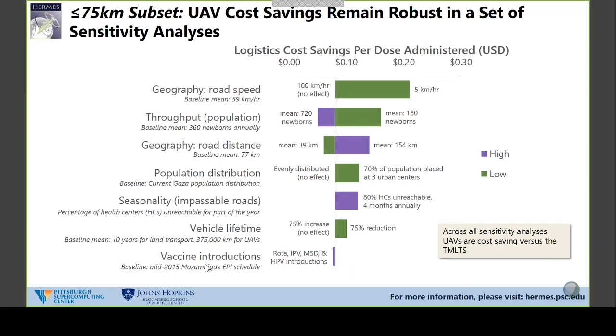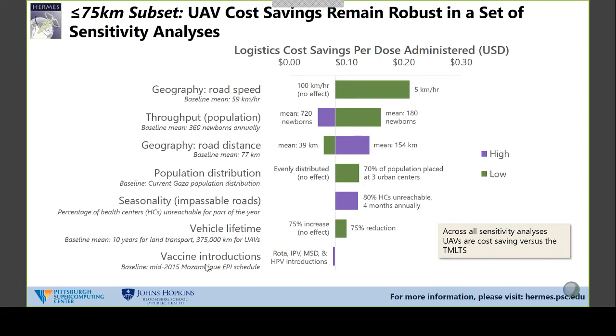in different settings. So if you're outside of Mozambique, or if the population was different, or after you introduced vaccines, would the UAV system still provide savings, and how might that be impacted by varying these parameters? So this is a tornado diagram. The parameters that had the biggest impact on the savings are shown at the top.